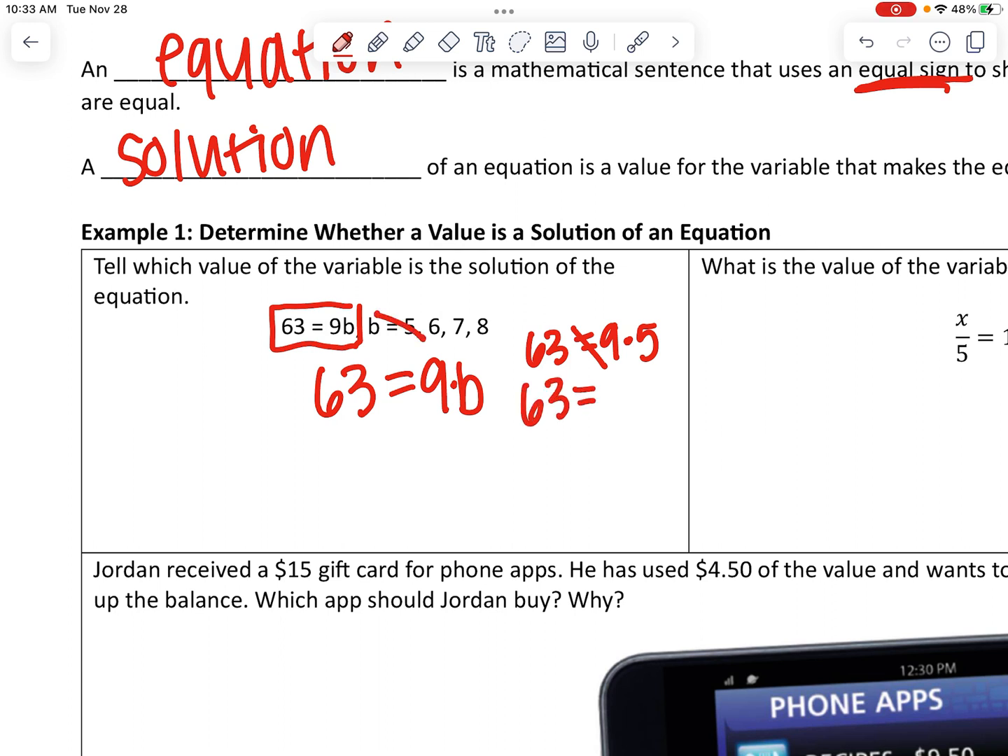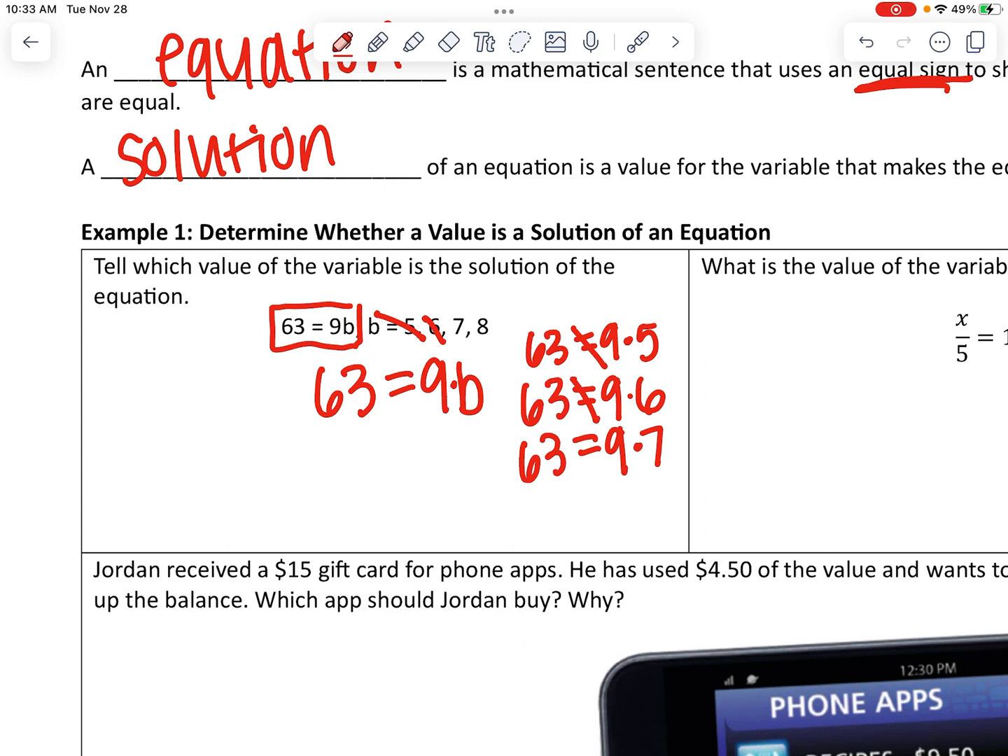So 63 equals 9 times 6. 9 times 6 is 54, so they do not equal each other. So I cross out my 6. 63 equals 9 times 7. 9 times 7 is 63, so that's good to go.